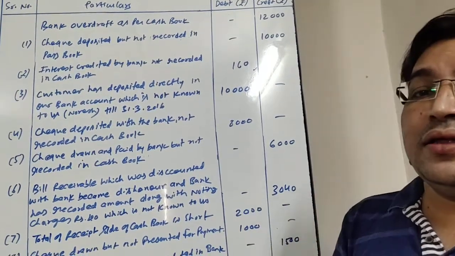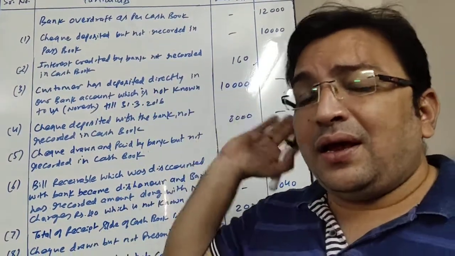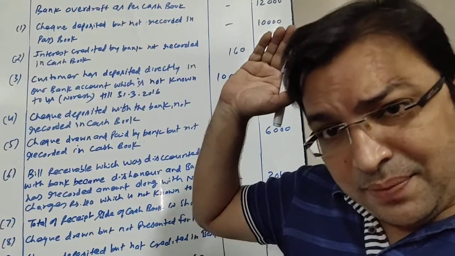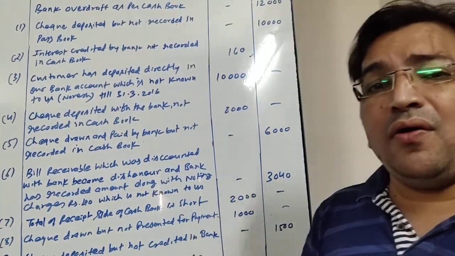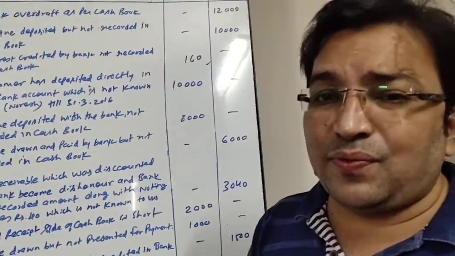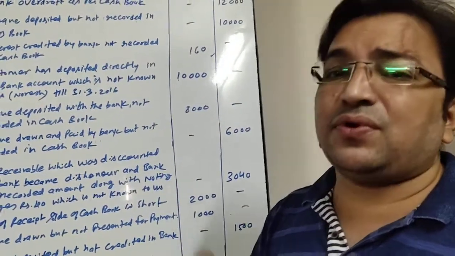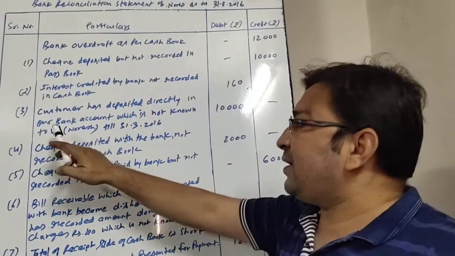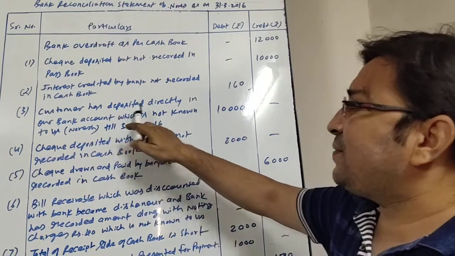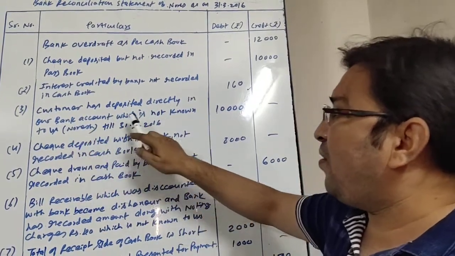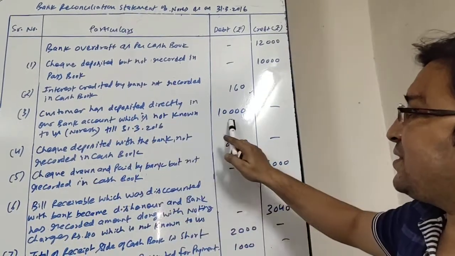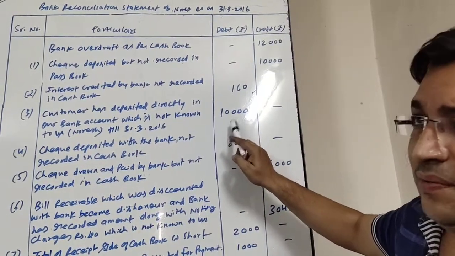As it has been deposited by the customer directly in bank, it must be credited by bank. Now it is supposed to be debited in cash book. It has not yet been debited in cash book, so we will be debiting it in our bank reconciliation statement. So in our bank reconciliation statement, customer has deposited directly in our bank account which is not known to us, that is Naresh, till 31/3/2016, and on the debit side the amount will be 10,000. Next one.